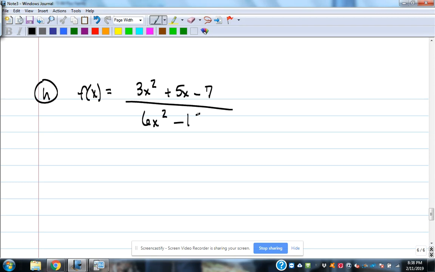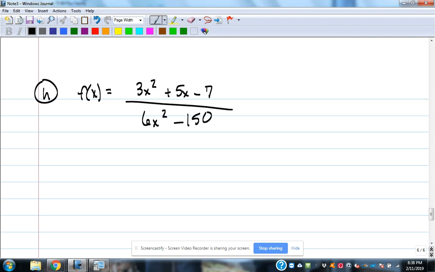6x squared minus 150. All right. Now, I can look at the original problem and tell something about obliques and horizontals right now. Why is it horizontal? It doesn't matter if it simplifies or not. If the original looks like this and we have the same degree, I know I'm having a horizontal asymptote at the ratio of the leading coefficients.